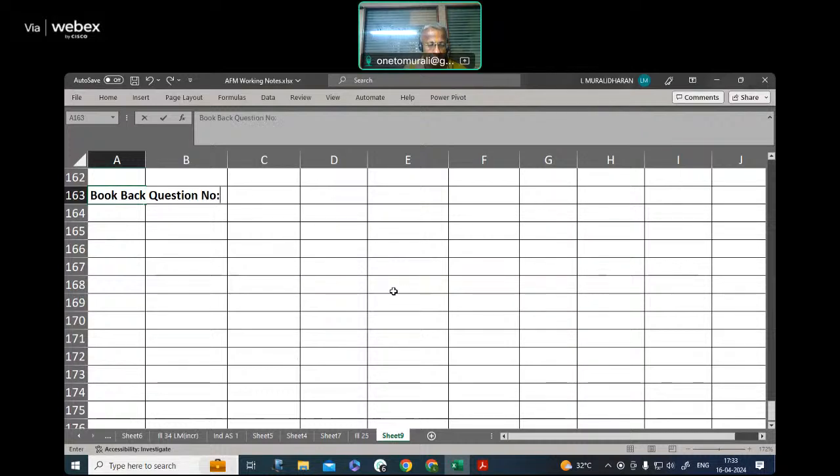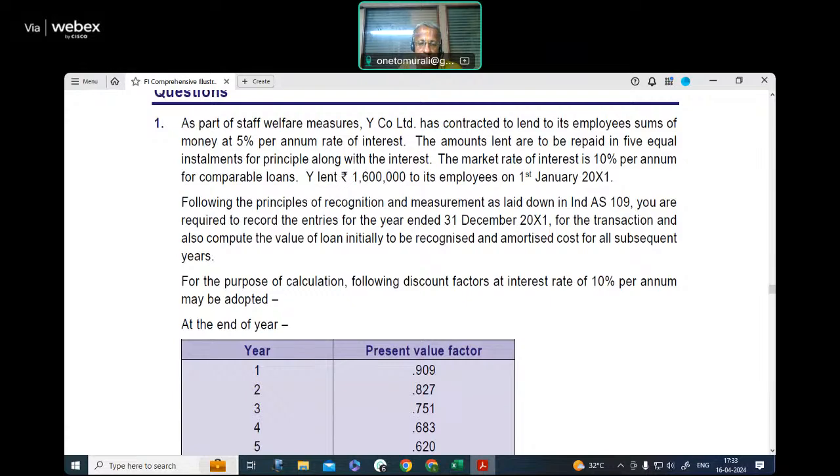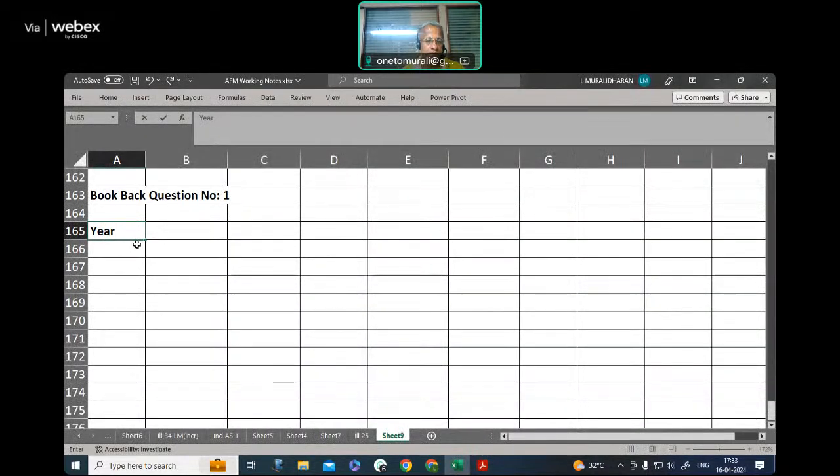Question number 1. Where they run for a period of 5 years. Opening outstanding, interest income, cash flow, closing outstanding.